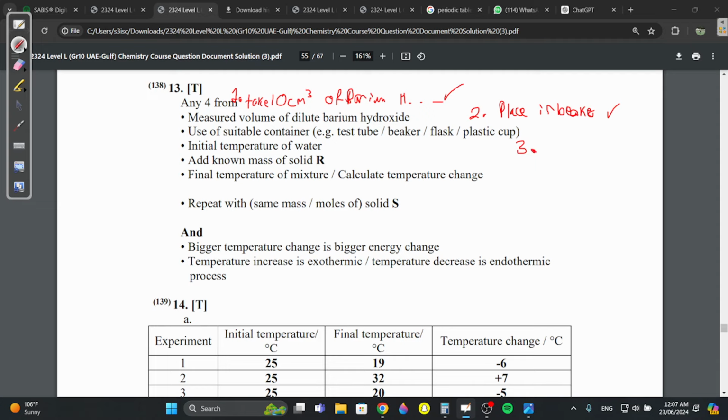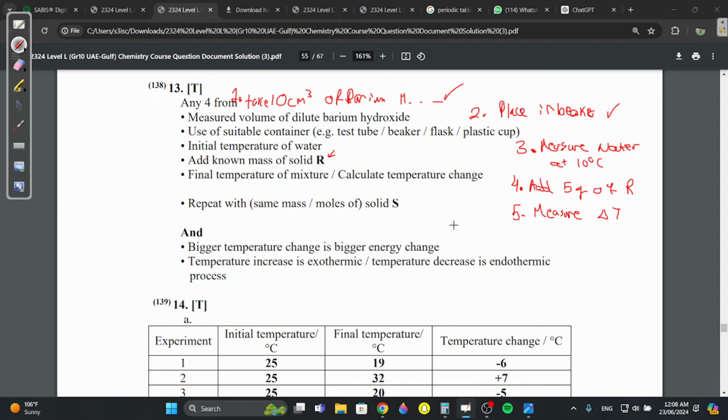Step three, measure water at, let's say, 10 degrees Celsius. This is your initial temperature. Then we're now testing for R, so add 5 grams of R. We have to do it step by step. What happens after we add R? We have to say, measure the change in temperature. We want to see the change in temperature.